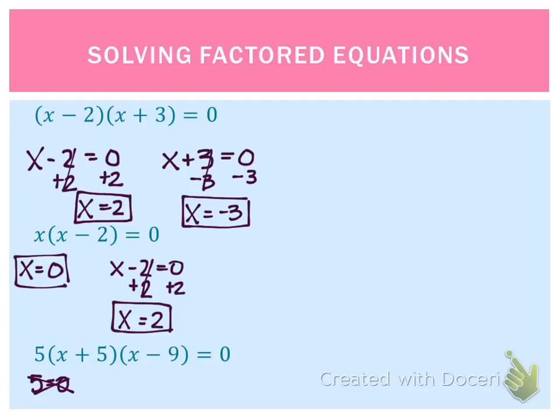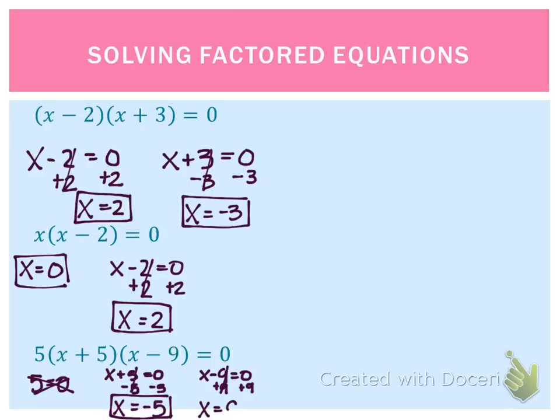So what I'm going to do is I'm just going to write x plus 5 equals 0, and I'm going to write x minus 9 equals 0. Solve each of these. I subtract 5 on both sides. X is equal to negative 5. And I add 9 on both sides.